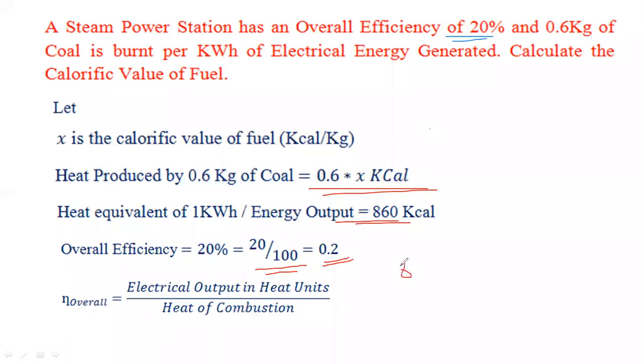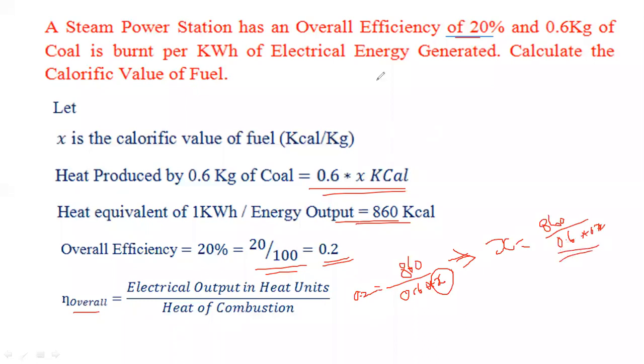Now we get 860 by 0.6 into x, and the overall efficiency given in the problem is 20%, that is 0.2. Now by cross multiplication we want to find the x value: x equals 860 by 0.6 into 0.2. The value we get is the calorific value.